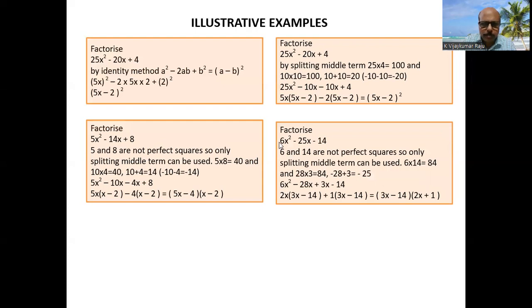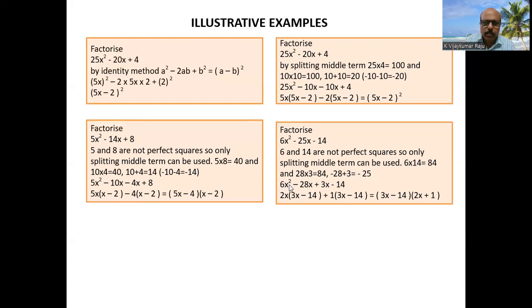See this. 6x square minus 25x minus 14. Now, 6 and 14 are not perfect squares, so the splitting the middle term method only can be used. 6 into 14 is 84. Okay. And 84, if I subtract the factors, I must get 25. What are the factors? 28 into 3 is 84. And I want minus 25, so I put minus 28 plus 3. So I'll get minus 25.